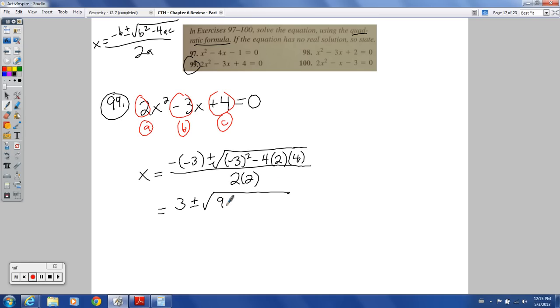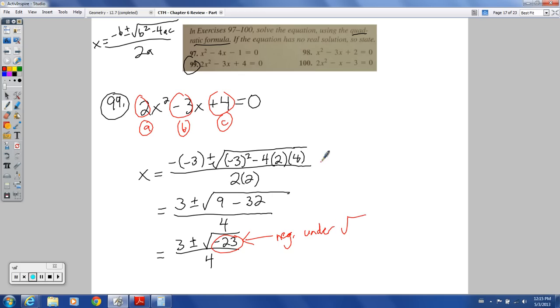We get 3 plus or minus the square root of 9, minus 32, over 4. So we'd have 3 plus or minus, and you'd get a negative value under the square root here. When that happens, we say there's no, at least, real solution. So negatives under the radical. This is the discriminant part. It kind of discriminates between solutions and no solutions. So a negative under the radical implies there's no solutions to this.